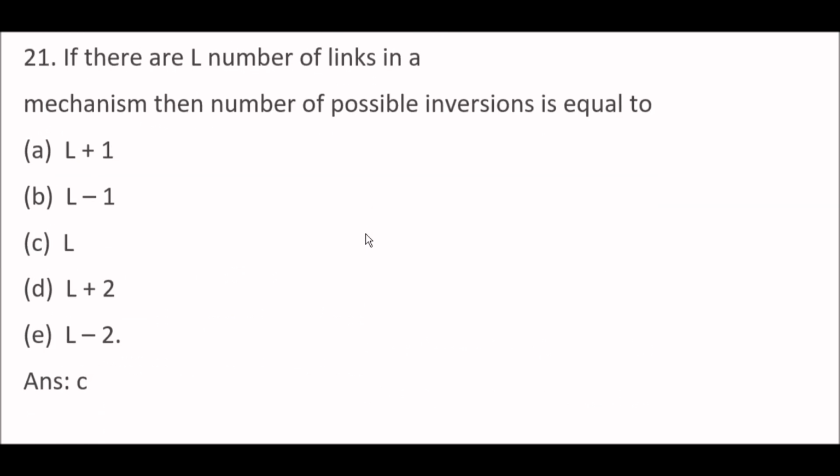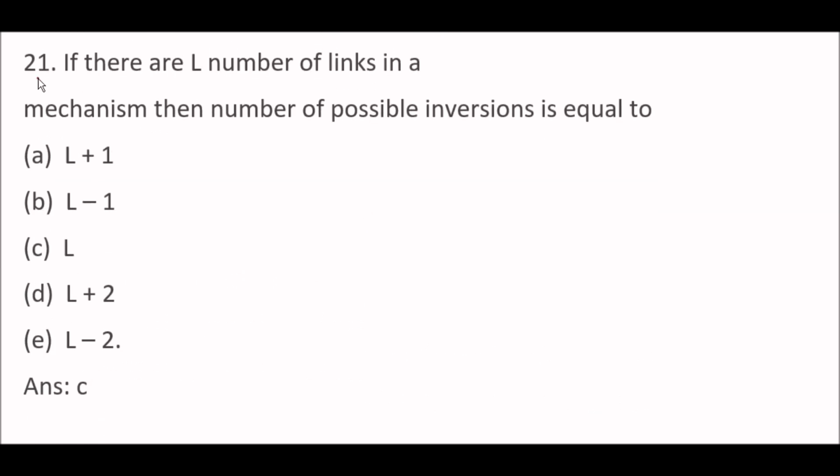Next question. If there are L number of links in a mechanism, then number of possible inversions is equal to option A, L plus 1, option B, L minus 1, option C, L, option D, L plus 2, option E, L minus 2. Right answer is option C, L. Okay. If there are L number of links in a mechanism, then number of possible inversions is equal to L.